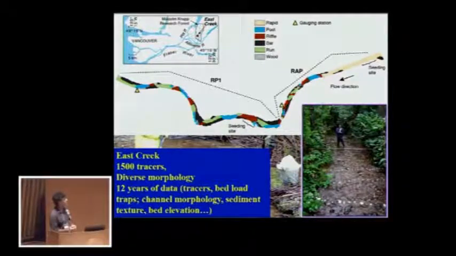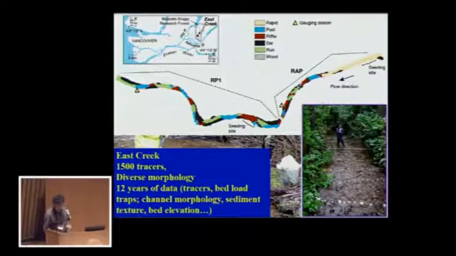All of the morphologies experience the same kind of flow conditions. We have at least 1,500 tracers that we inserted into the channel about 12 years ago. And as I said, we have different kinds of methods to use. So it's a long-term data set that can help us learn a little bit about the interaction between the channel and the sediment transport.